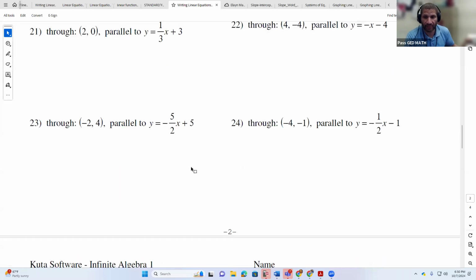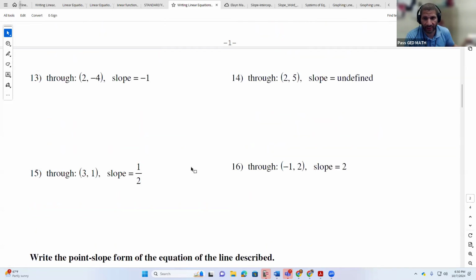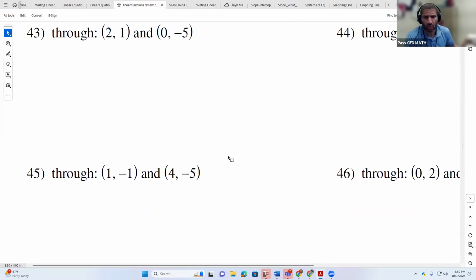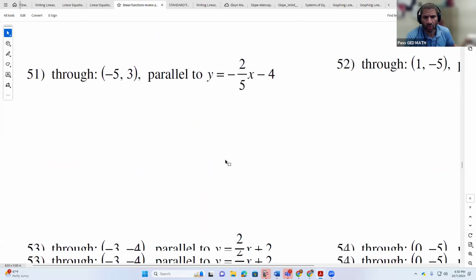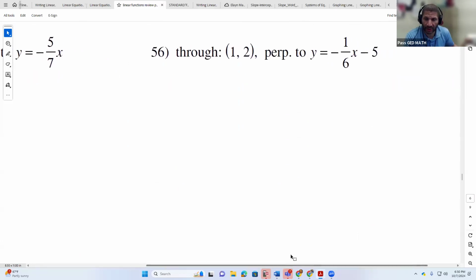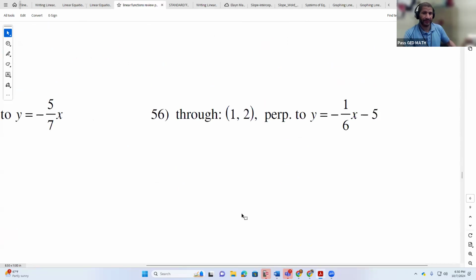First, don't tell me they don't have perpendicular on here. Hold on, let me see if it's on here. Here we go. Perpendicular. Let's do number 56.